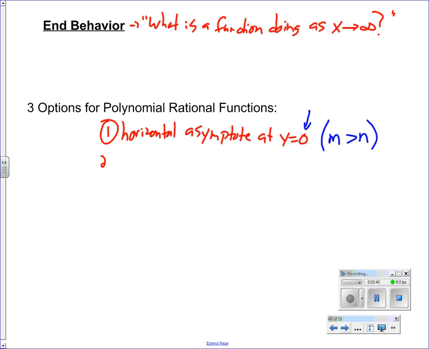Second thing is we could have a horizontal asymptote that's defined by the leading coefficients. And this will happen if we have the same degree polynomial on top and bottom. So if m equals n.